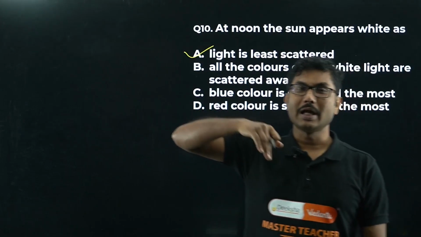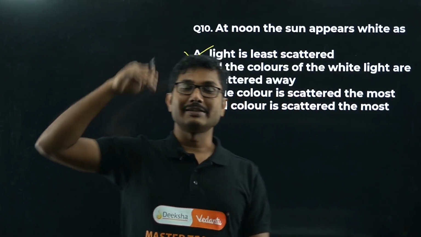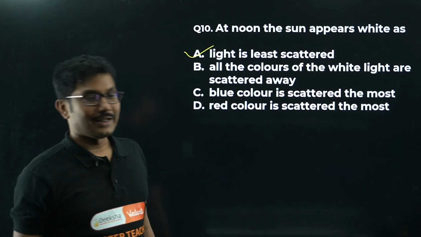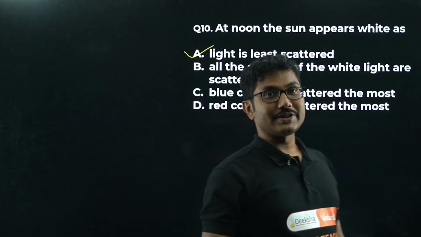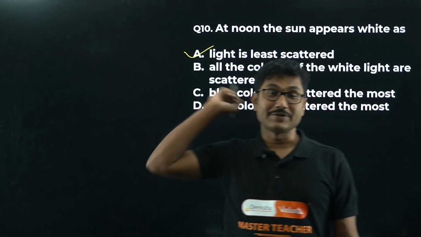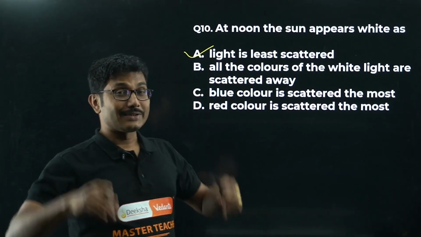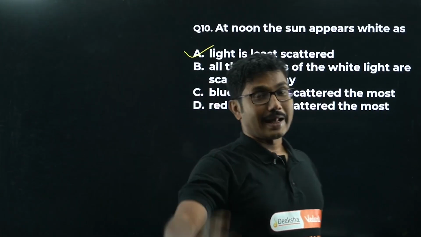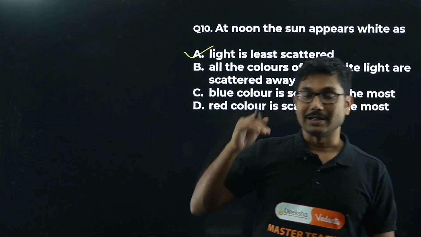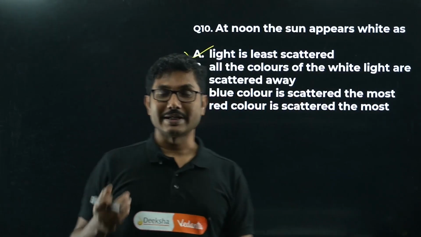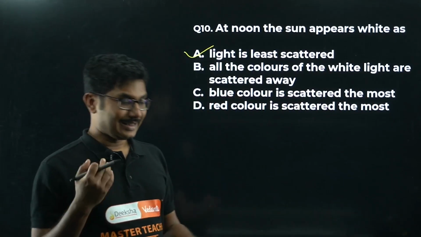So perpendicular means normal incidence. Normal incidence means scattering is very, very less. So scattering depends on the angle of incidence. The more the angle of incidence, the more chances of scattering. And when light is falling directly above our head, at that point of time the incidence is normal incidence, so the incident angle is 0, so scattering is least.